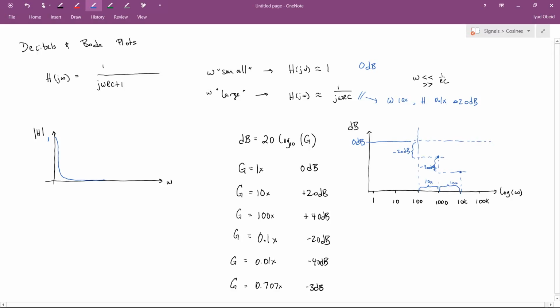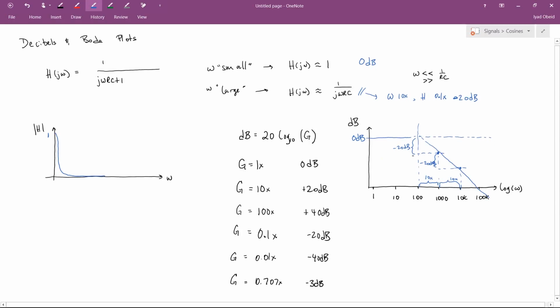And effectively, once I connect the dots, I can see that I've made this a line. So by going from a linear plot to a log plot, my high frequency performance now appears as a line. So that's minus 20, that's minus 40, and so on. And we can say that this line has a slope of minus 20 decibels per decade.